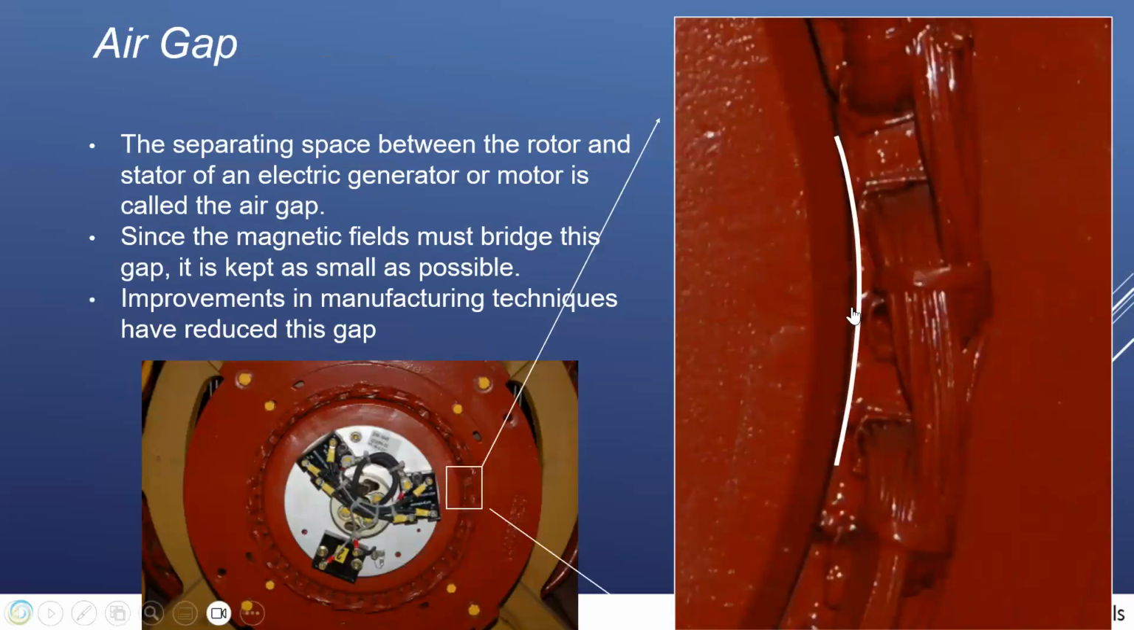Next is the air gap. Talk about that for just a second. Again, the lower we make this gap between the rotor and the stator, the more efficient our machine can become. As you know, when you take two magnets, a north and a south, and you're bringing them together, at some point they snap, or they pull each other together.